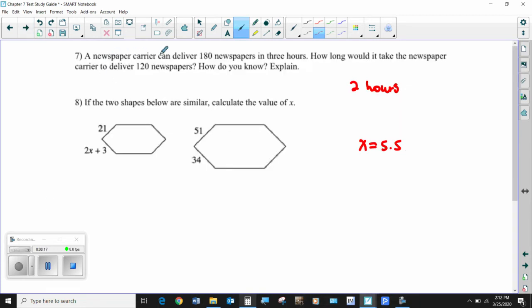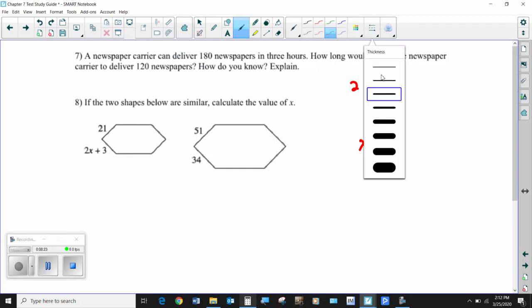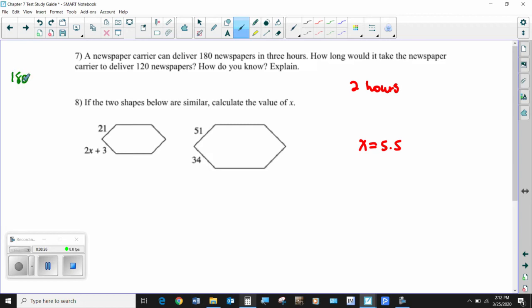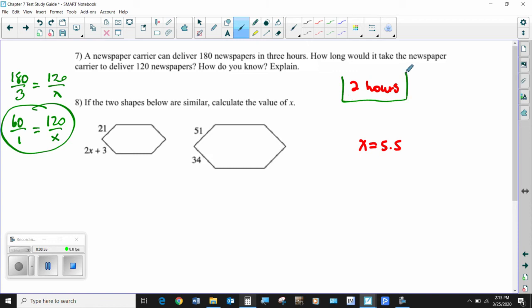All right, a newspaper carrier can deliver 180 newspapers in 3 hours. 180 in 3 hours. I guess that works out to 60 per hour, right? So how long will it take to deliver 120 newspapers? Well, we could set up 120 over x, or we could set up 60 over 1 is equal to 120 over x. And I think this one's going to be a lot easier to figure out. Once you simplify that ratio to get a unit rate, now you just multiply this times 2. So 1 times 2 gives you an answer of 2 hours.